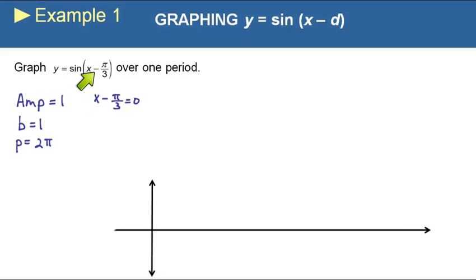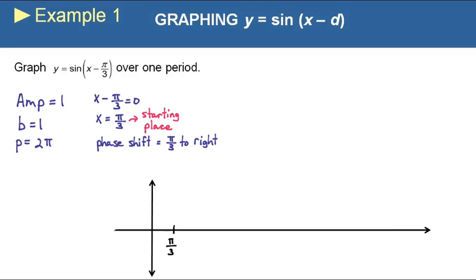Now, if I take my x minus pi over 3 and set it equal to 0, I can see that the first wave, the cycle, has to start at pi over 3. So the phase shift is pi over 3 to the right. So notice that the negative sign here indicates that the phase shift will be to the right, and when you solve it, you see that the phase shift is positive, so that's to the right.